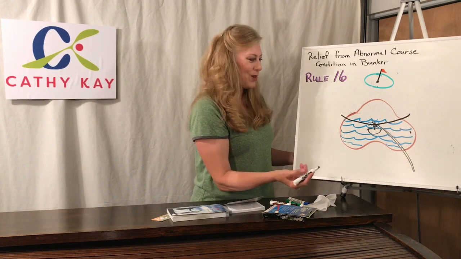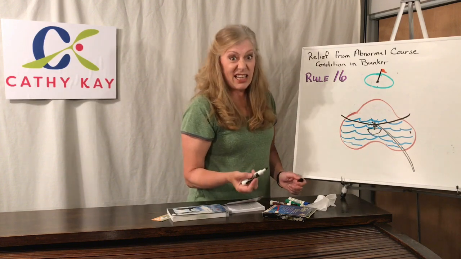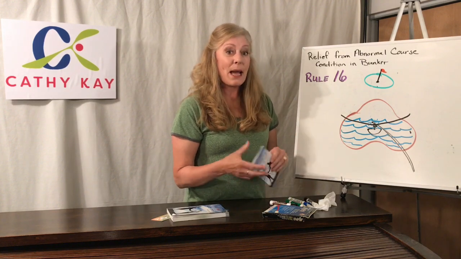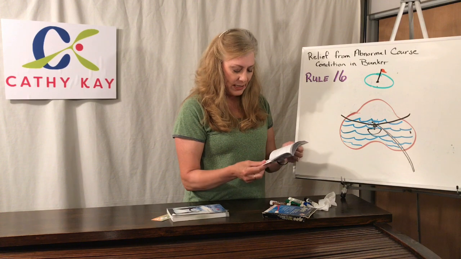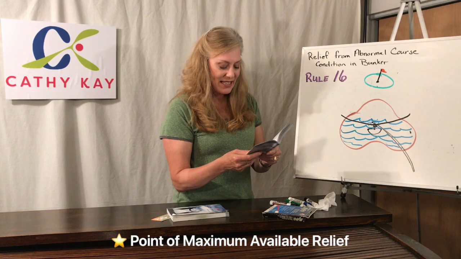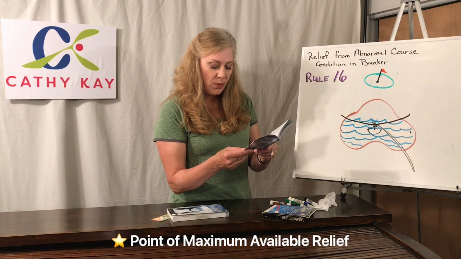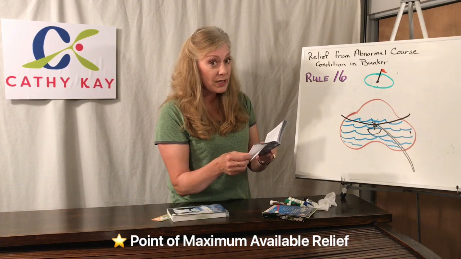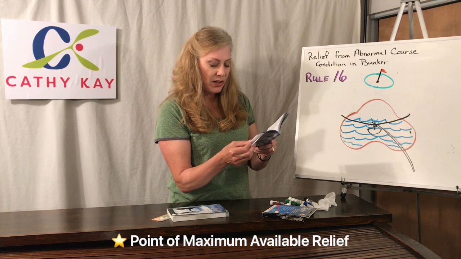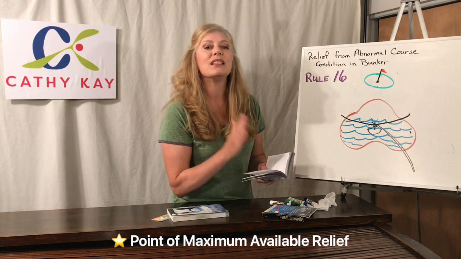It's full of water. What are you talking about, Cathy? Well, where the ball lies, let's say, is 10 inches deep. Okay? And so we're going to have to go to our nearest maximum allowable point. Again, this is an italicized phrase, and it is point of maximum available relief. It is your point for taking free relief from an abnormal course condition, which is that water, in a bunker or on a putting green, where there is no nearest point of complete relief.